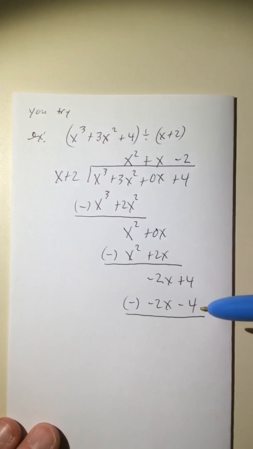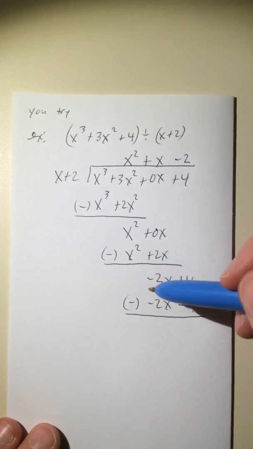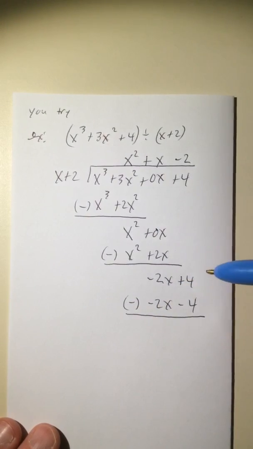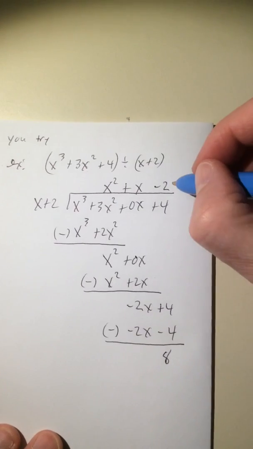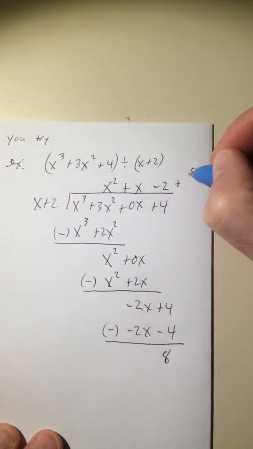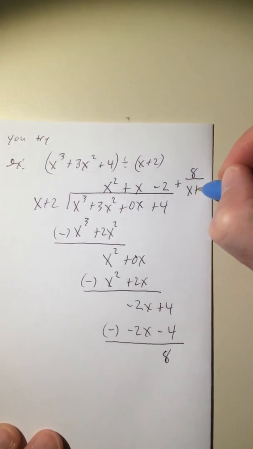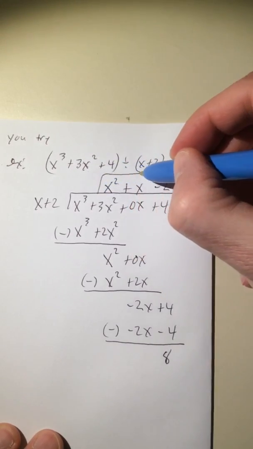Remainders are nice. We like remainders. So negative 2x minus negative 2x is nothing. 4 minus negative 4 is 8. So we have plus 8 over x plus 2. And there is your answer.